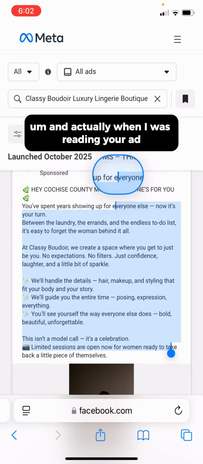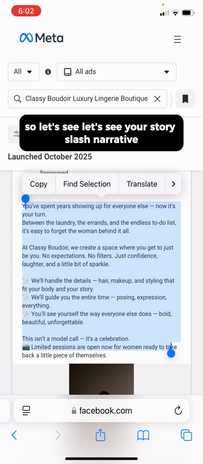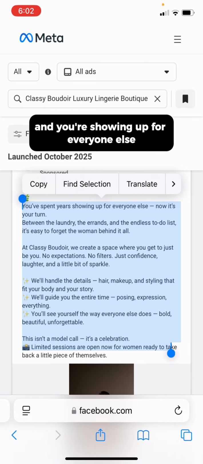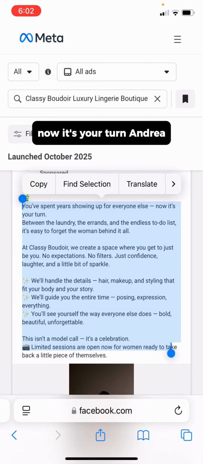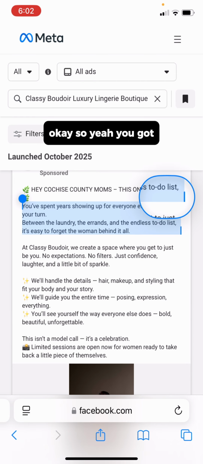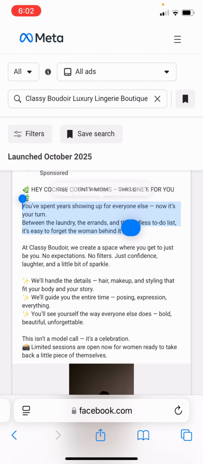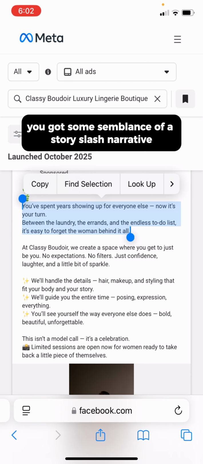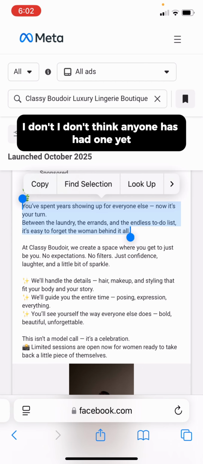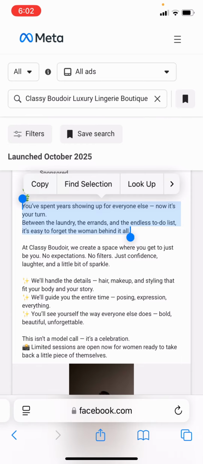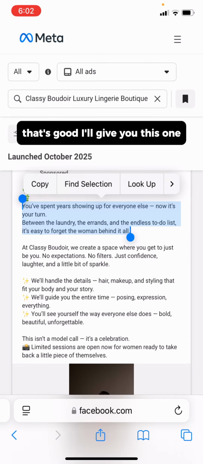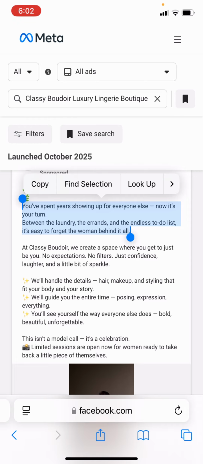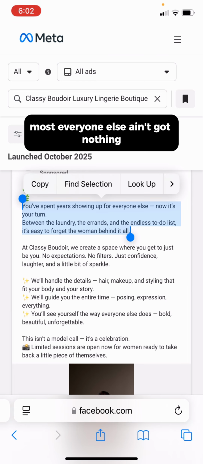And actually, when I was reading your ad, I did see that up here in the See More headline. So let's see your story/narrative. And you're showing up for everyone else. That's your turn, Andre. Okay, so yeah, you got some semblance of a story/narrative, which of all the ads I've reviewed, I don't think anyone has had one yet. I've reviewed like 30 or 40. So, all right, you got something here. That's good. I'll give you this one. Most everyone else ain't got nothing.